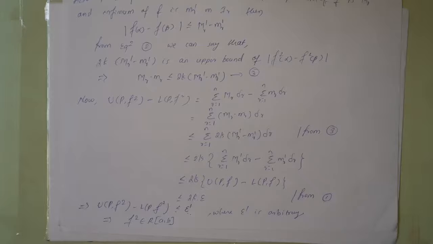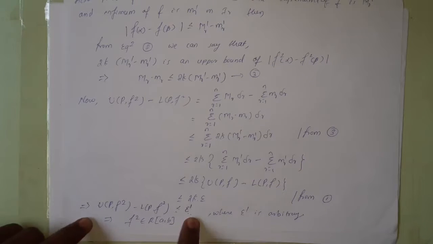In the statement it is given that if f is a Riemann integrable function, then f square is also a Riemann integrable function. So here f square is also a Riemann integrable function, which we have proved by using the necessary and sufficient condition for Riemann integrability.